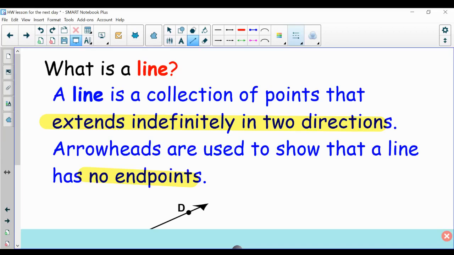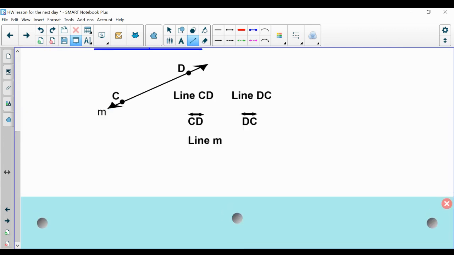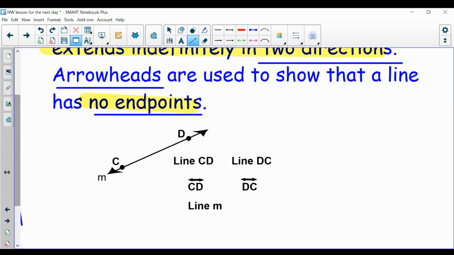So I'm going to underline what a line is. Okay, a line has two directions. One goes to the left and one goes to the right, and it has two arrowheads and no endpoint. That is the main keyword. So here's the picture. Okay, please draw the picture down on your paper. There's not that much to copy, but I would like you to draw the picture.